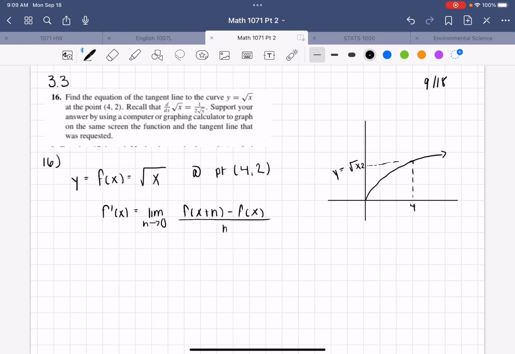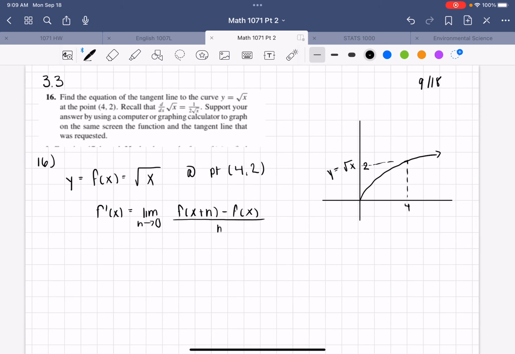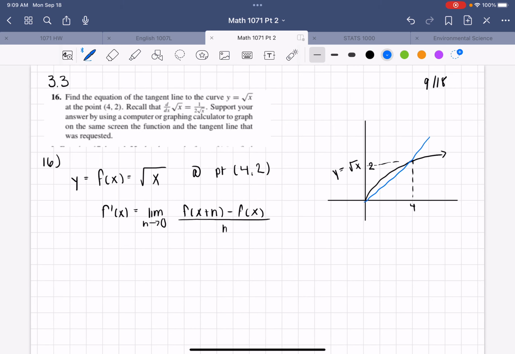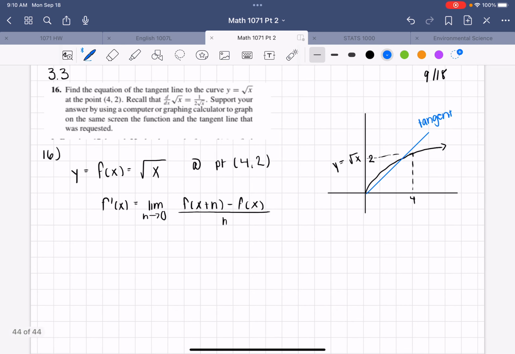And last time I mentioned how back in high school you should have learned slope-intercept form, or maybe point-slope form. You know that a line looks like this: y minus y1 is equal to m times x minus x1. And this is the point 4, 2, our given point x1, y1. So the real problem here is not the equation of the tangent. The big problem is finding the slope. So m, this is the problem here.